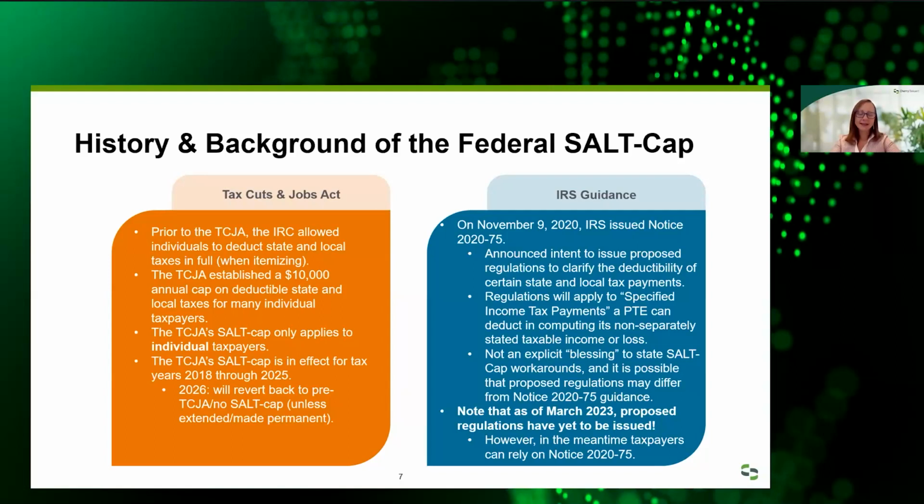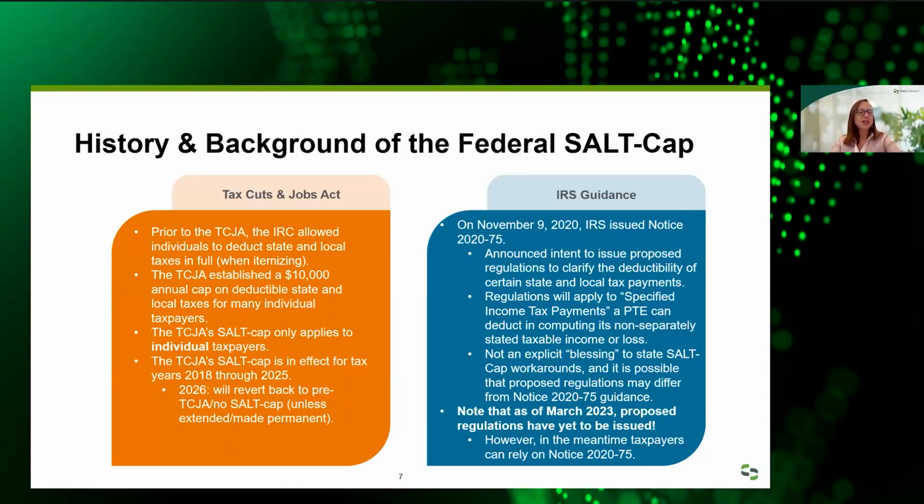This was looked at as a political maneuver against some of the Democratic states as well. New York and California have very high tax rates, and they viewed it as an attack and a tax increase on their states, that it was purposeful. But regardless, it was estimated to produce a lot of revenue at the federal level, and this $10,000 cap went into place. And it's effective for the 2018 tax year through 2025. In 2026, the rules revert back to the pre-TCJA no SALT cap, unless it's extended or made permanent.